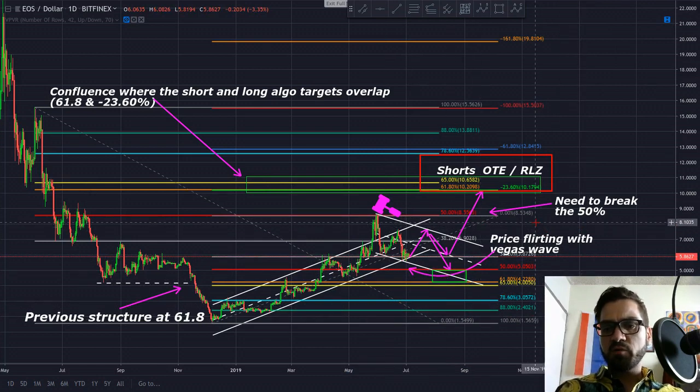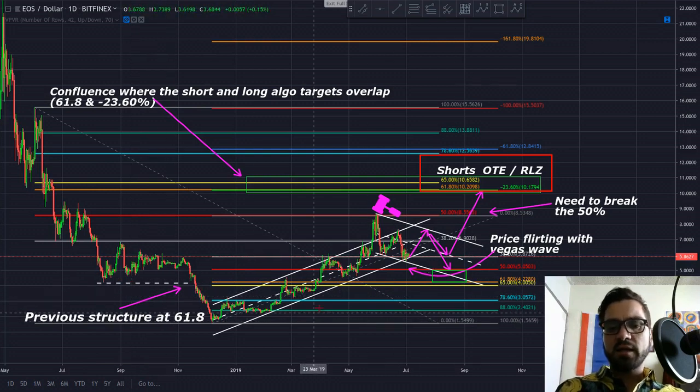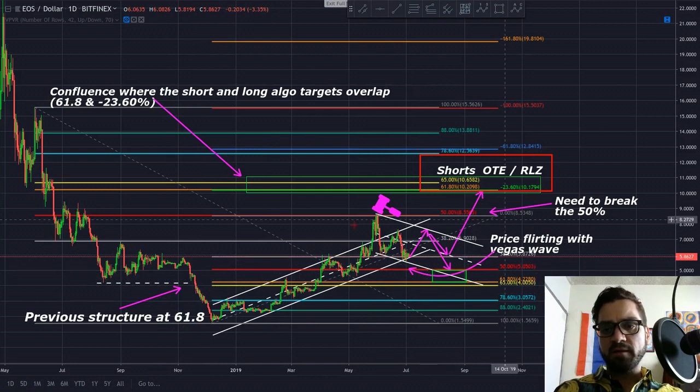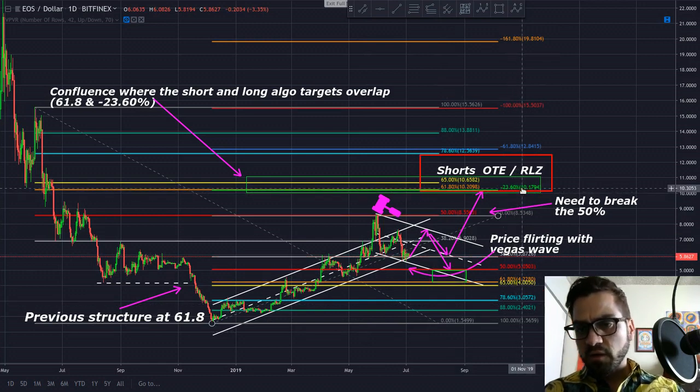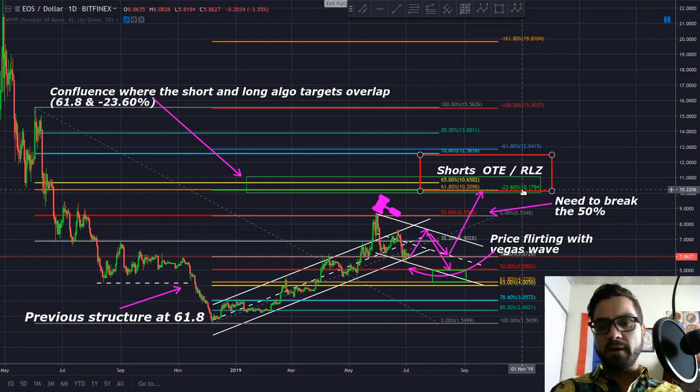So again, we do need to break some resistance levels. If price does come back down, we have market structure here at the previous structure forming at 61.8. So again, that's something to consider, adding confluence to the potential roadmap that we have laid out here. That is pretty much it, I would say. We're looking at targets of at least around 10.22 for EOS if we were to go to the upside.